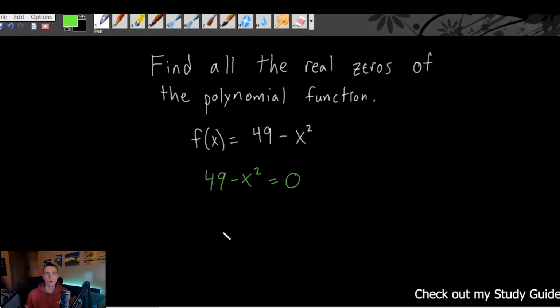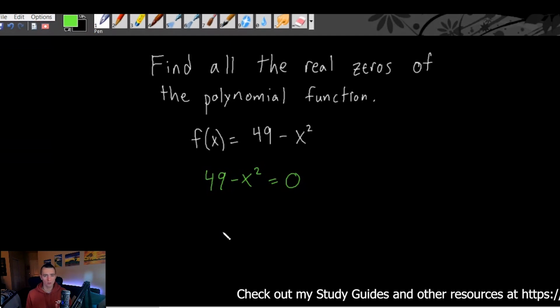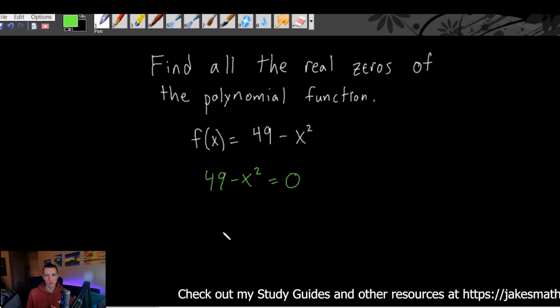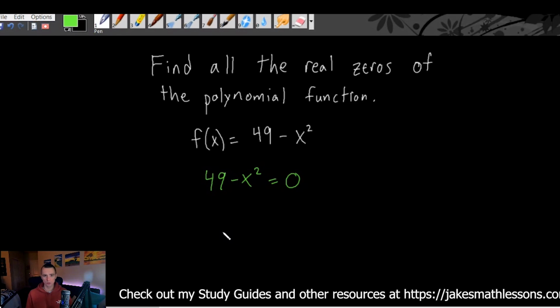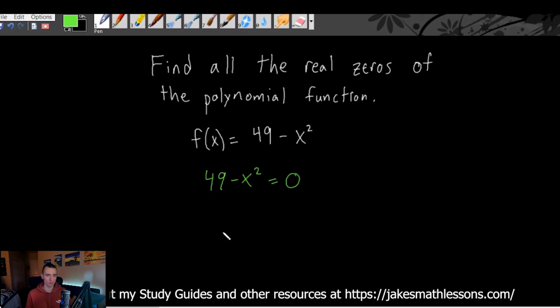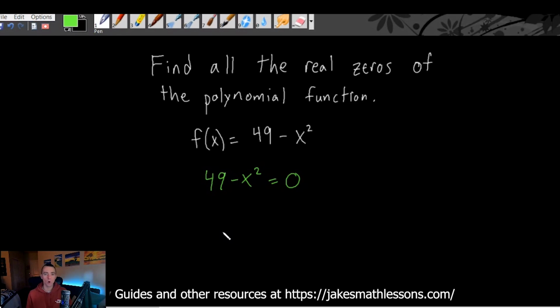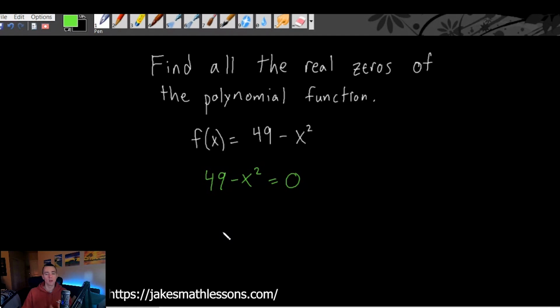So there's a couple different approaches you could take. In general, if you ever have a quadratic or any polynomial equal to 0, the best approach is to try and factor it. Now, you may not necessarily always be able to factor any quadratic or any polynomial, but if you can, that's probably going to be your best bet. So let's talk about how to factor this one specifically.